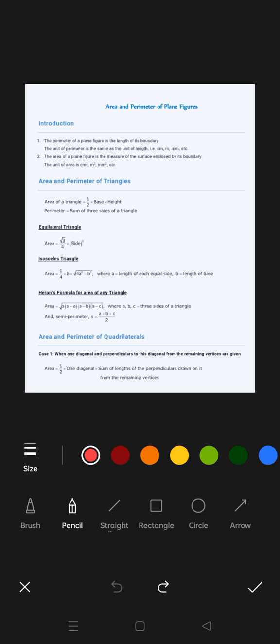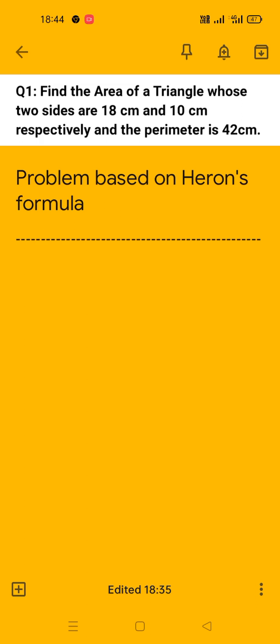So let's do one problem on this as well. Okay, let's do one problem regarding Heron's formula. It is very mandatory, I think so. So let's come to the numerical, not the formula. So this is the problem based on Heron's formula.